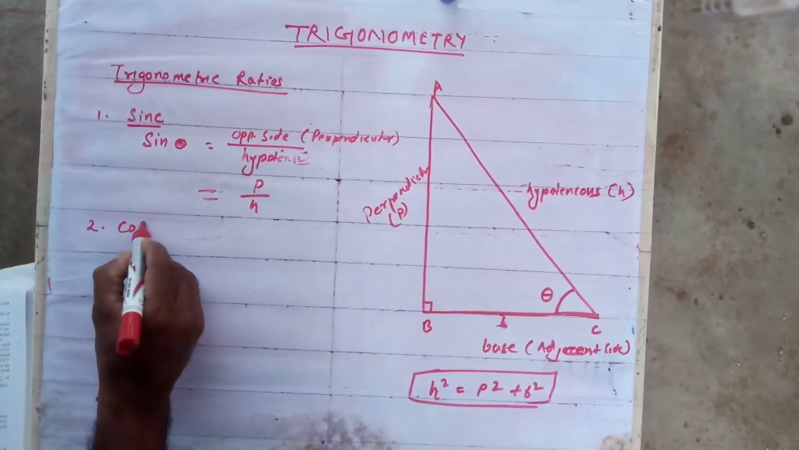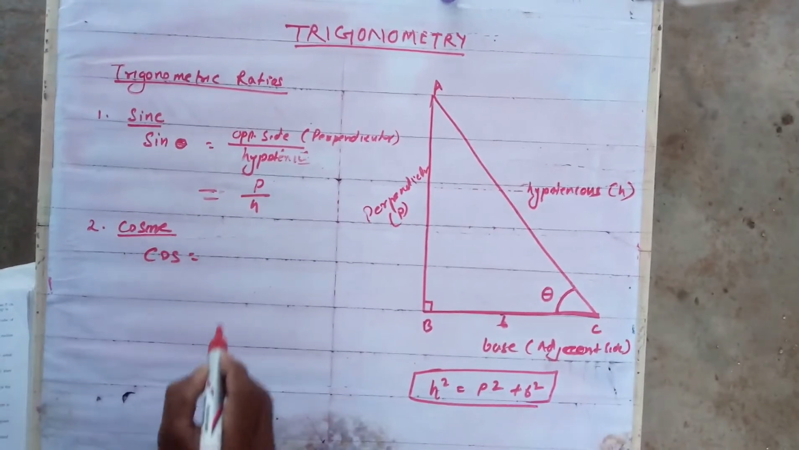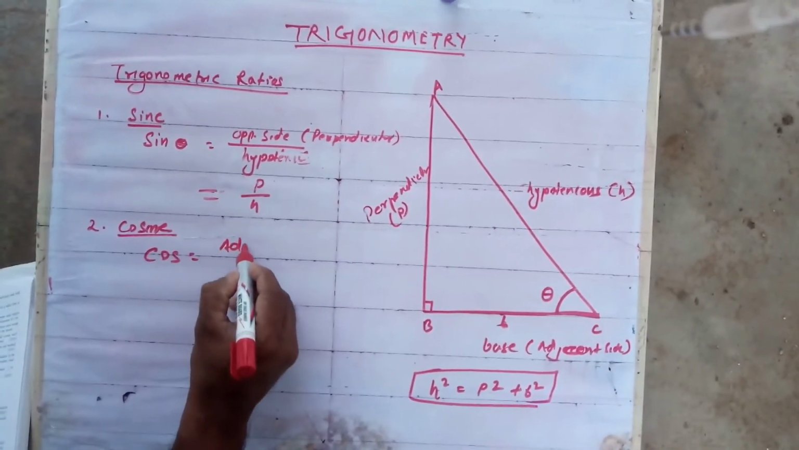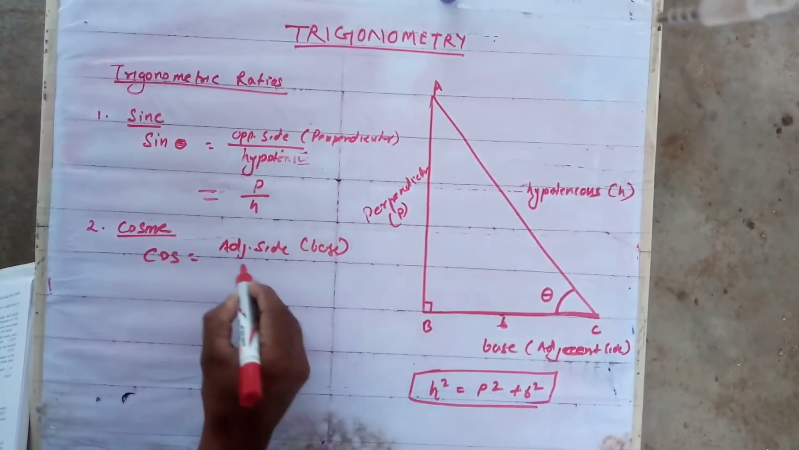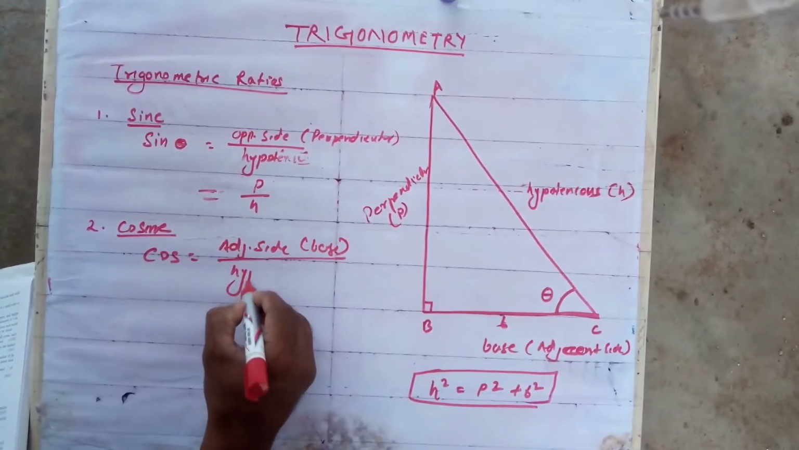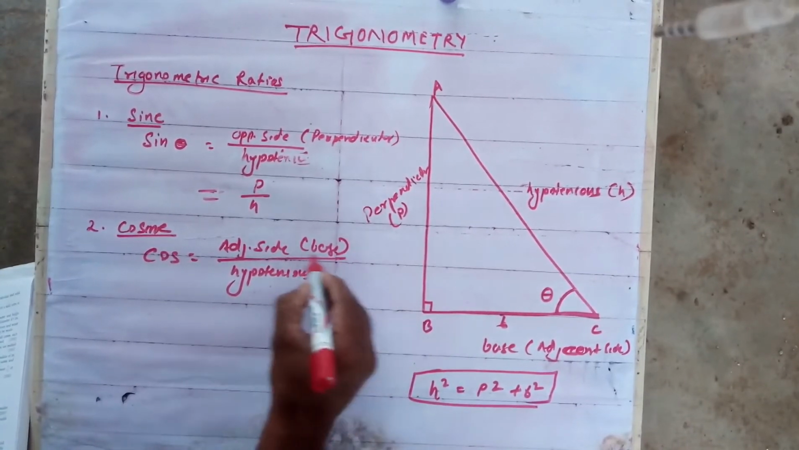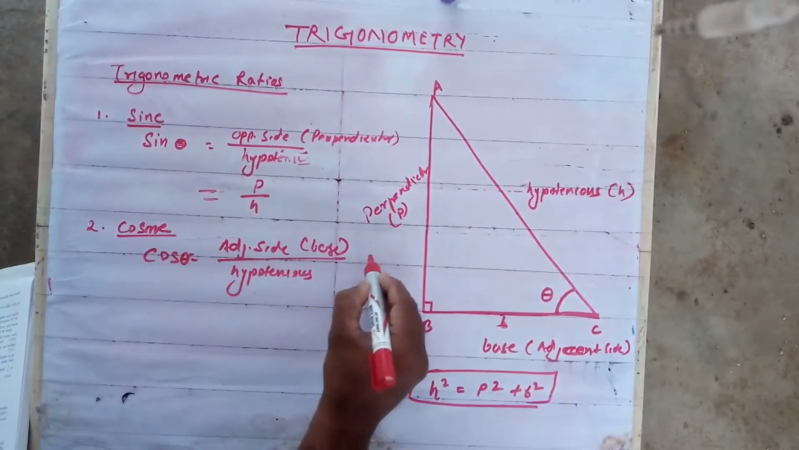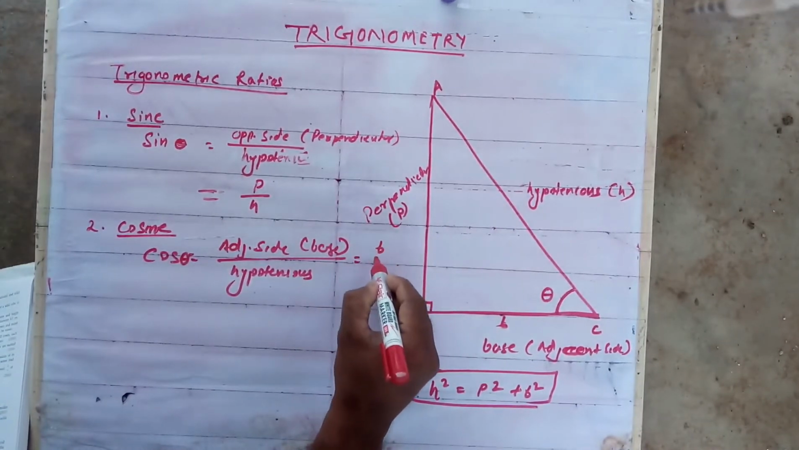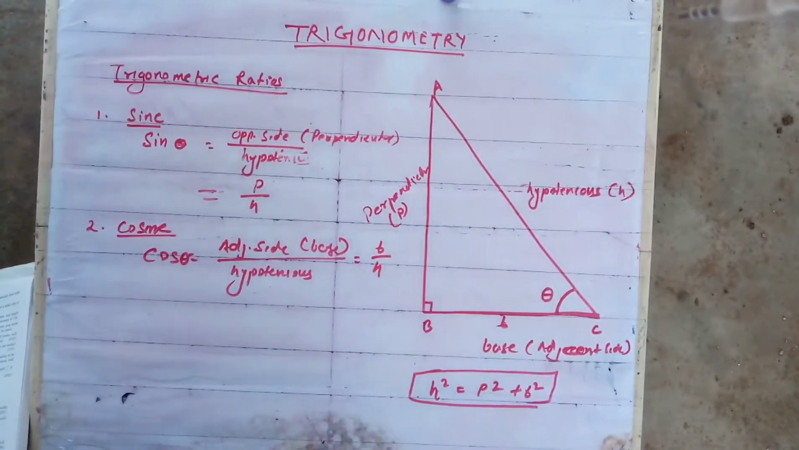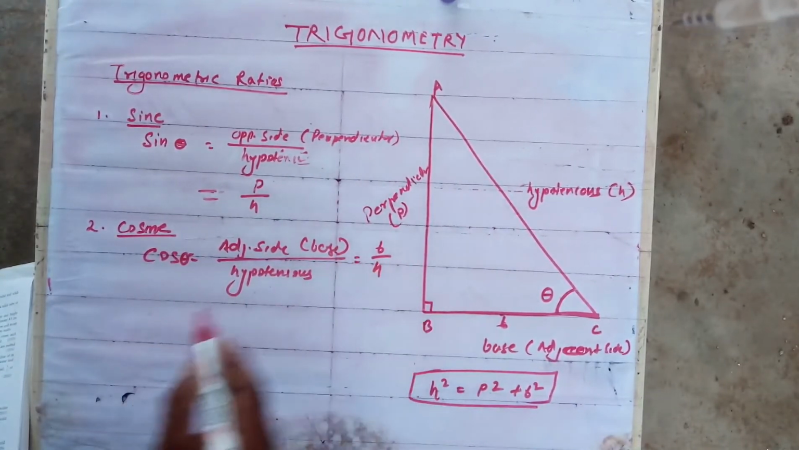Number 2, cosine. Its short form we write is cos theta. It is the adjacent side or base by hypotenuse. Theta is a symbol; anywhere you can use it, and any other symbol also you can use. B by H. Already mentioned that the adjacent side or base is B, hypotenuse H.